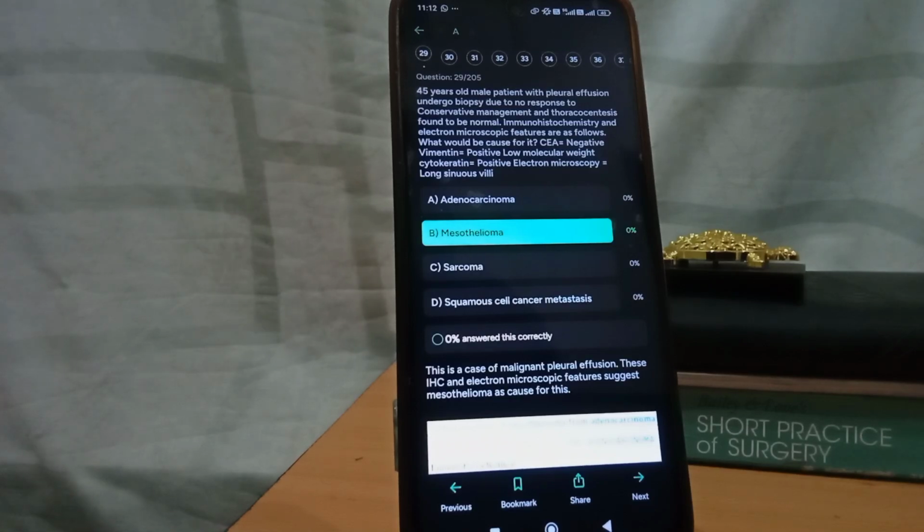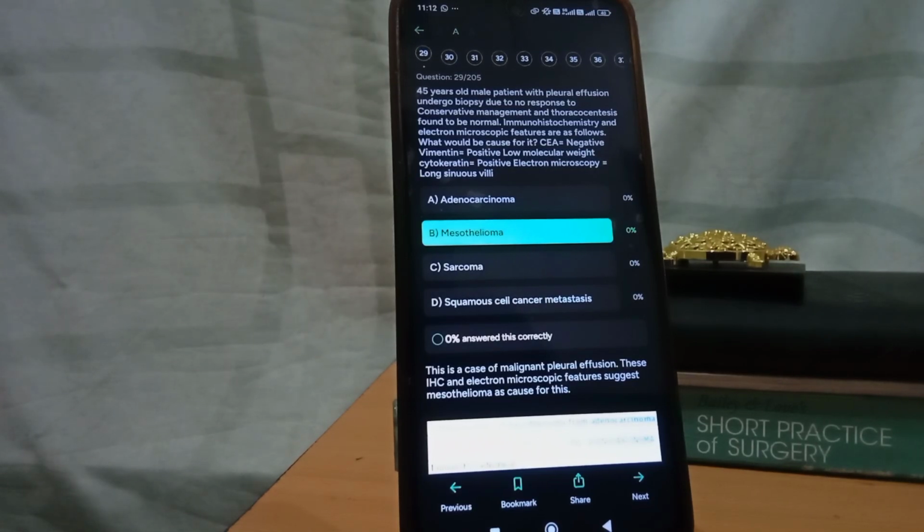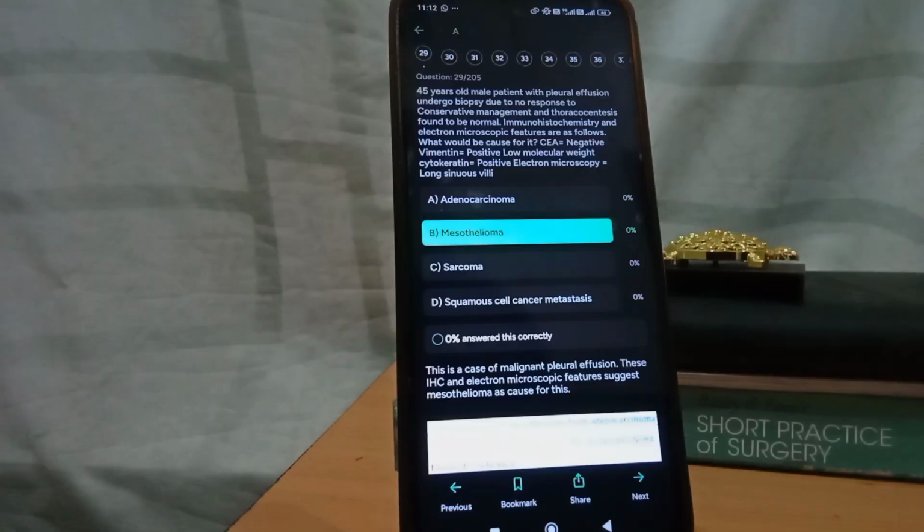Question number 29: a 45-year-old male patient with pleural effusion undergoes biopsy due to no response to conservative management, and thoracocentesis found to be normal. Immunochemistry and electron microscopic features are as follows. What should be the cause? CEA negative, vimentin positive, low molecular weight cytokeratin positive, electron microscopy shows long slender villi.